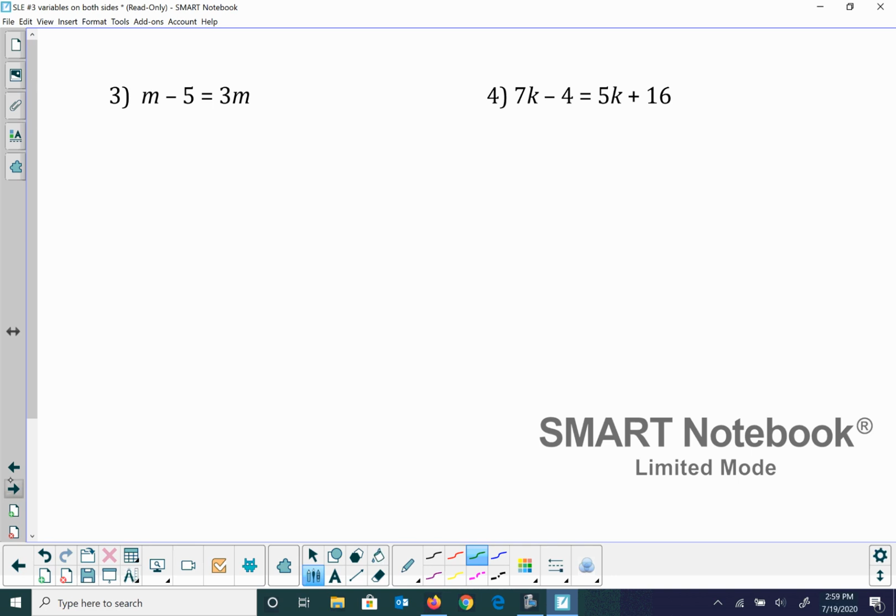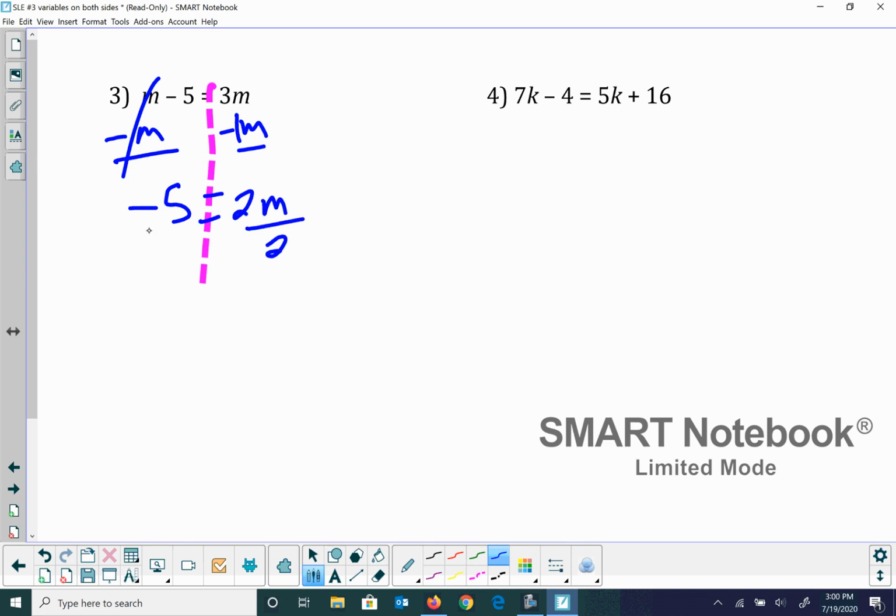Okay, let's see, number 3. I'm going to draw my dotted line in. We want the letter by itself, so maybe I'll subtract m from both sides. Those cancel. Subtract 5, or minus 5 on the left, and then 3m minus, remember that's 1m, is 2m. Divide both sides by 2, and so I'm just going to write m on this side because those cancel out.